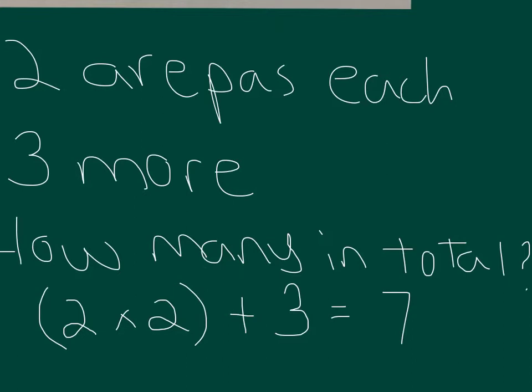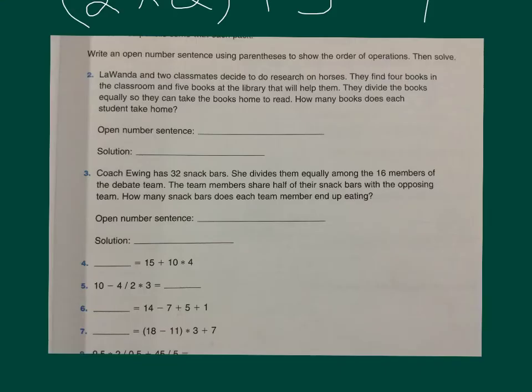Use this example to solve story 1 and story 2 on page 223. On page 223 for number 2, we are expected to write an open sentence using parentheses. Let's read it. Lawanda and 2 classmates decided to do research on horses. They find 4 books in the classroom and 5 books in the library that will help them. They divided the books equally so they can take the books home to read. How many books does each student take home?